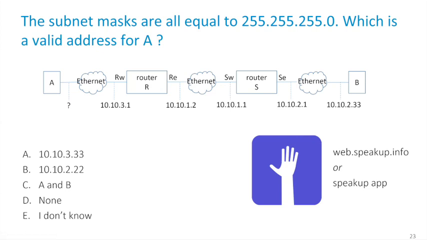As you can see, configuration and numbering plan are important. If your numbering plan is wrong, if you give this address to that machine, it doesn't work. Communication is broken.